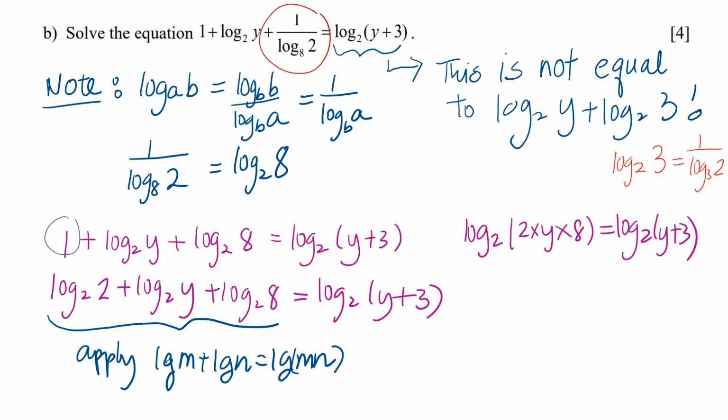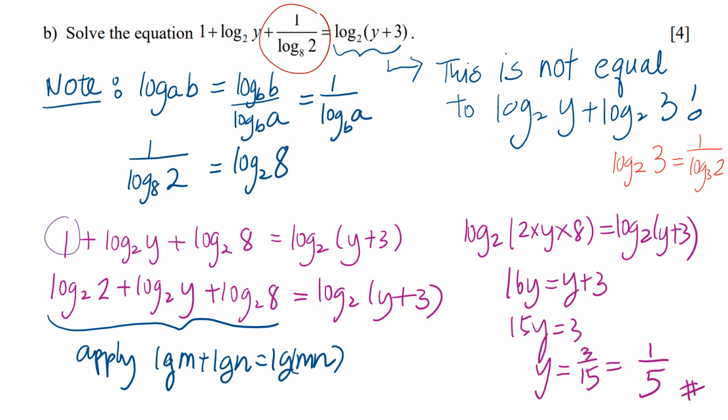So basically you have log base 2 on both sides. So therefore you can just compare this one, which gives you 16y equals y plus 3. Bring all your y's to the left-hand side. That will give you 16y minus y, which gives 15y equals 3. Divide by 15 on both sides, you'll get y equals 1 over 5. And 1 over 5 is more than 0, so it's all right.